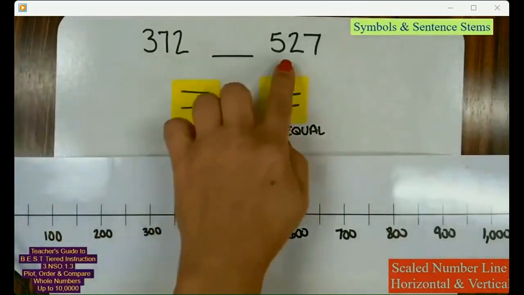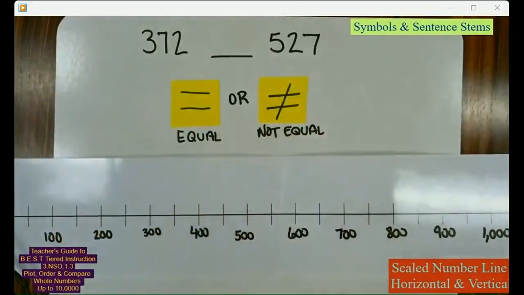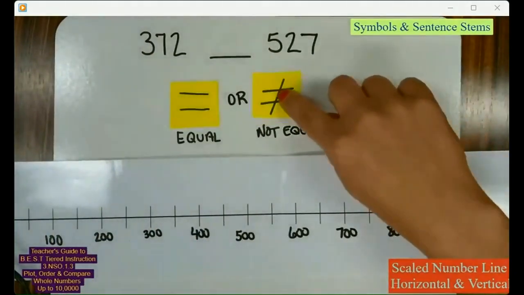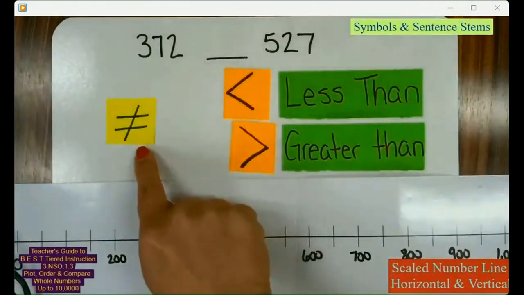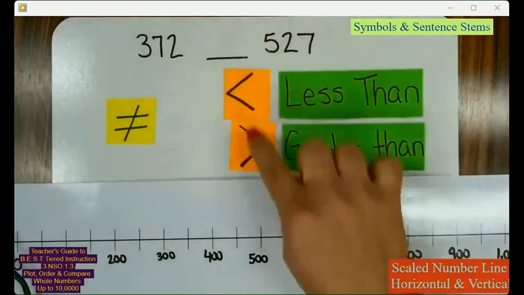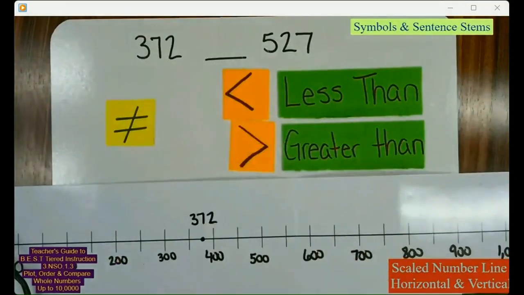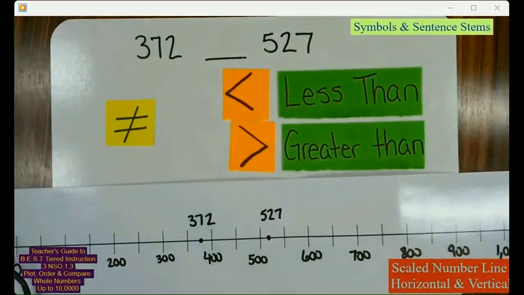Begin by reviewing what students know from the previous grade by using simply are numbers equal or not equal to each other. Here I've provided students with the visual cues as well as those vocab sentence stems. If numbers are not equal, then we bring in the option that either the number is less than or greater than the other number. We've also provided a scaled number line to help students plot numbers to understand why a number is less than or greater than another number.